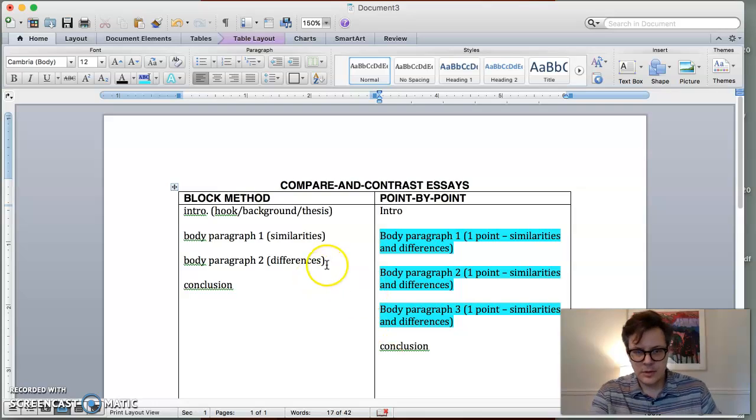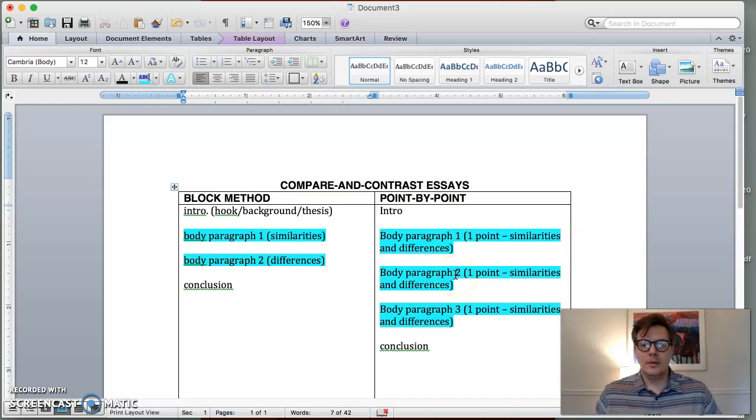So the only differences here are the body paragraphs, right? You have this very simple approach in the block method and a little more nuanced and sophisticated approach in the point by point. So the only difference here, aside from one more paragraph, is that it requires you to break it down even further. You're still writing about one element, right? But you're thinking about points within that element.